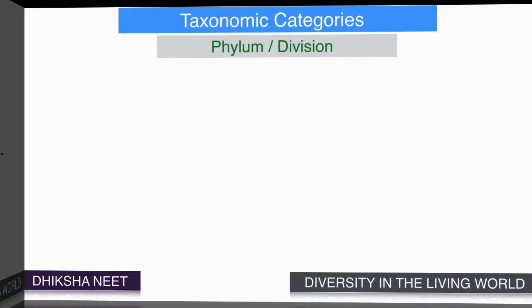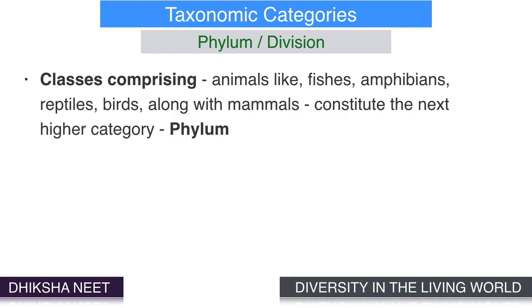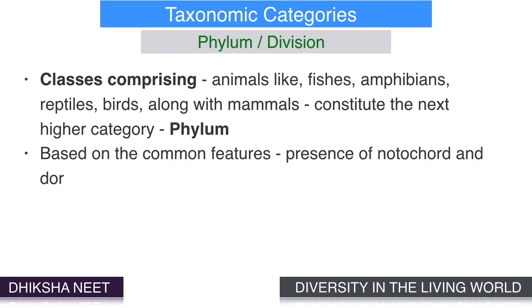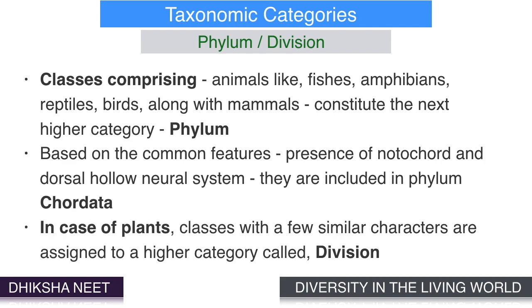Taxonomic category phylum or division. Classes comprising animals like fishes, amphibians, reptiles, birds, along with mammals, constitute the next higher category called phylum. All these, based on the common features like presence of notochord and dorsal hollow neural system, are included in phylum Chordata. In case of plants, classes with a few similar characters are assigned to a higher category called division.